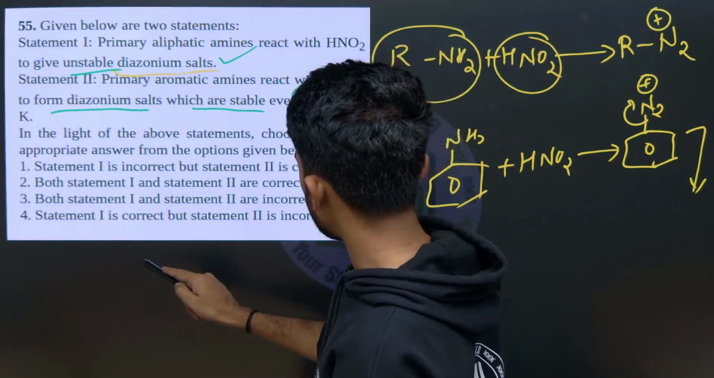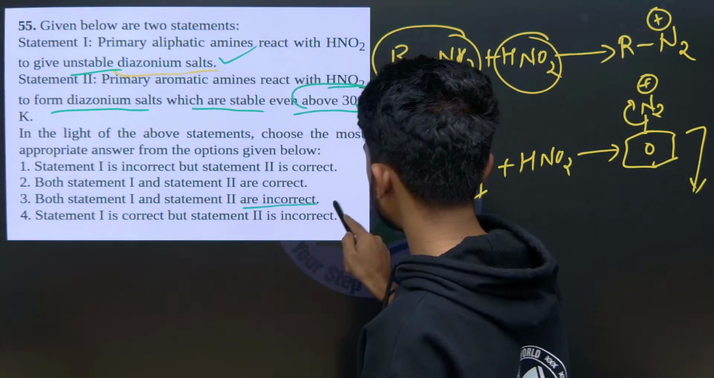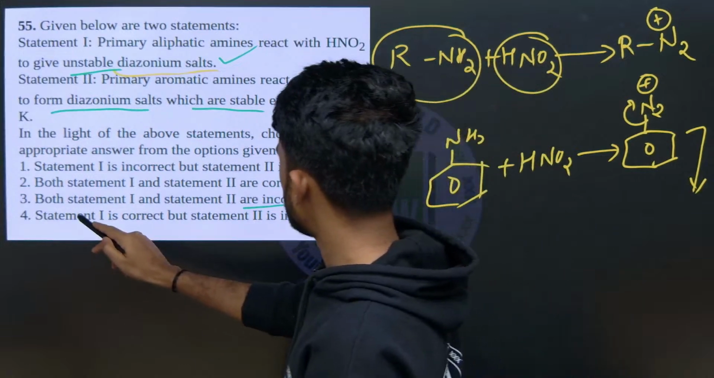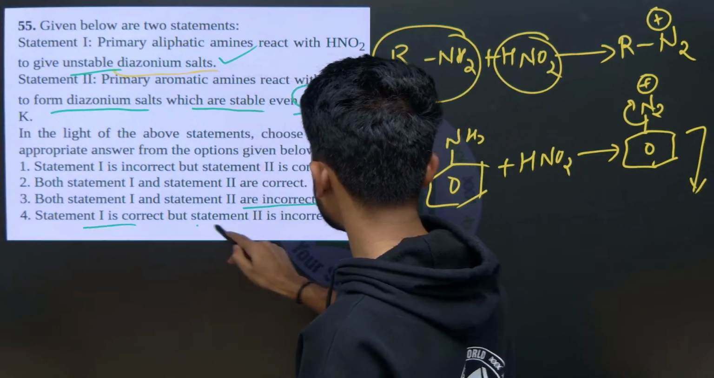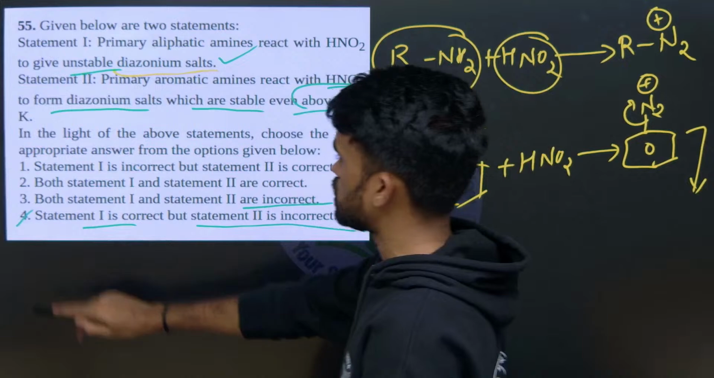Second statement, where is it? The second statement is incorrect. Statement 1 is correct, statement 2 is incorrect. So you can go with option number 4.